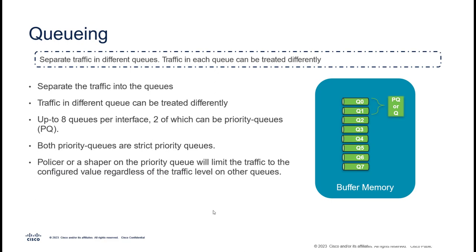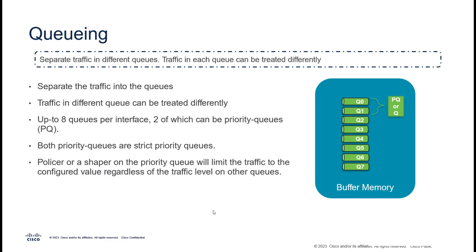With classification, we have identified the traffic and have split it. Now in queuing, we're going to send the traffic into different queues, and we're going to define different actions for each of the queues. So you have high priority traffic that will go into a high priority queue, and you want it to be treated differently when you compare it to the traffic that's going into a low priority queue.